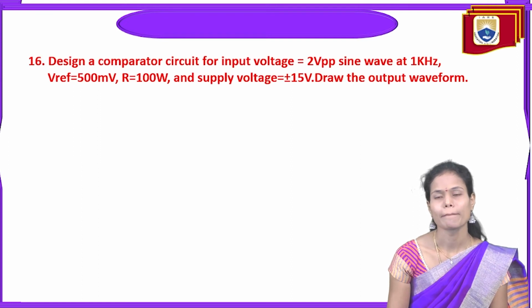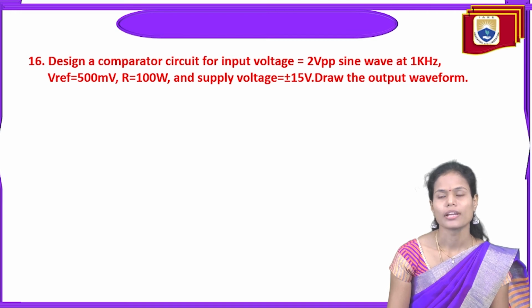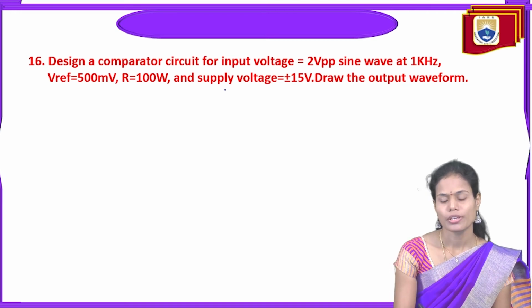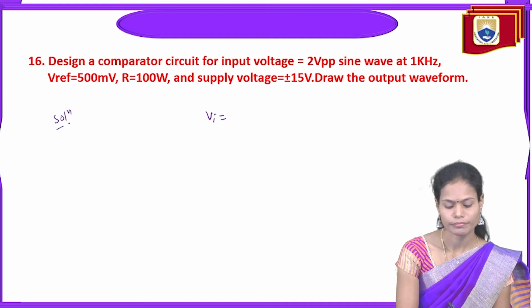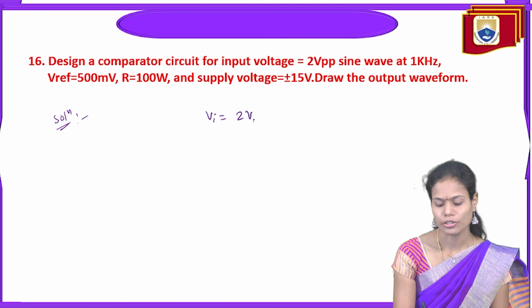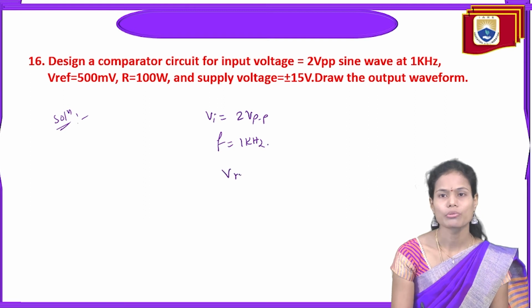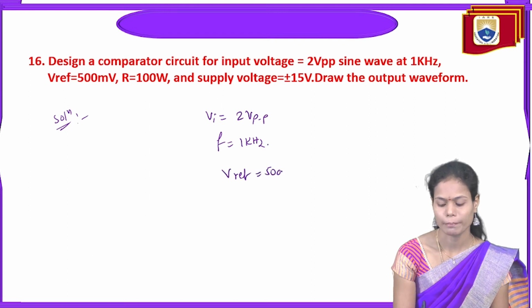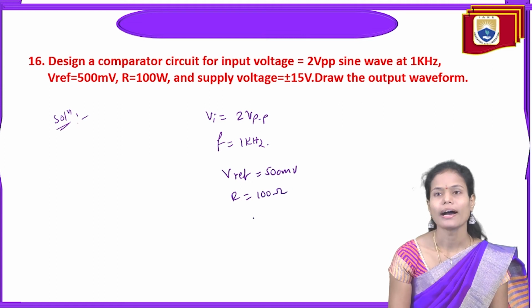And next, design a comparator circuit for an input voltage of 2 volts peak to peak sine wave at 1 kHz. Okay, the input voltage VI is given as 2 volts peak to peak. The frequency is given as 1 kHz. The reference voltage is given as 500 millivolts. The resistance value is 100 ohms. And the supply voltage plus or minus VCC is plus or minus 15 volts.